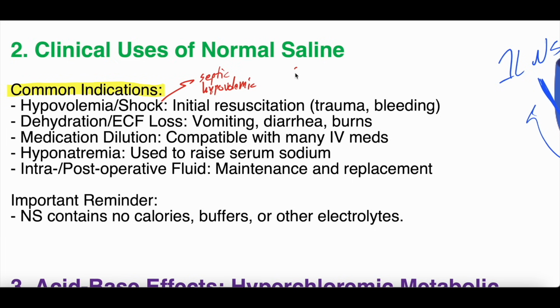Whereas other shock states, such as obstructive shock, things like pulmonary embolism, tamponade, tension pneumothorax, usually need some fluids to a degree. But you can also get too much fluids. And then cardiogenic shock, which is when your heart is not working, does not need fluids. So hypovolemia and shock from things like sepsis or from hypovolemia or obstructive shock. Initial resuscitation with normal saline.